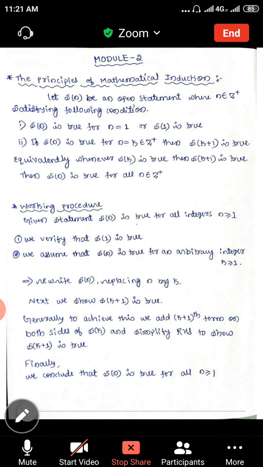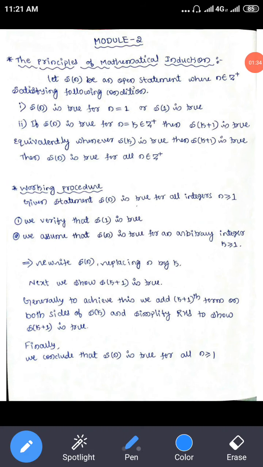So first we have to check it for n equal to 1. That is very important. First you check it for n equal to 1, that is S of 1. You take n equal to 1, and you have to prove that S of 1 is true. Take LHS separately and RHS separately and prove it. So, to go for the next condition.